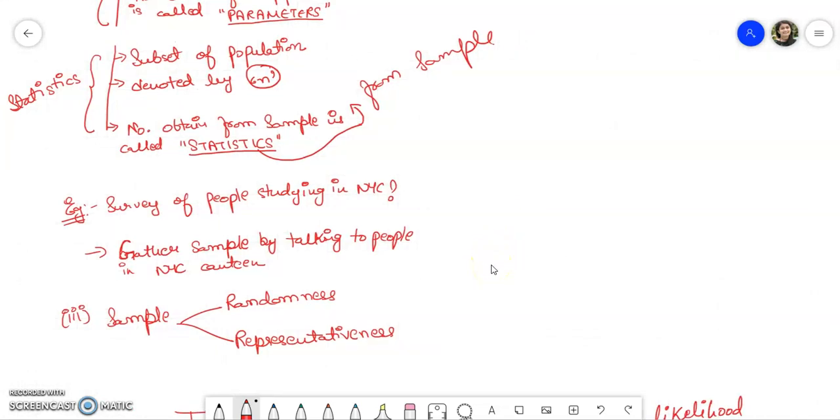But it's not only people in the NYC campus. There are a lot of people who are studying in NYC, but they are studying abroad, by distance, or part-time, or enrolled but still in high school. So in this case, population is hard to find and hard to observe in real life, whereas a sample is easy to gather, less time consuming and less costly compared to the population.